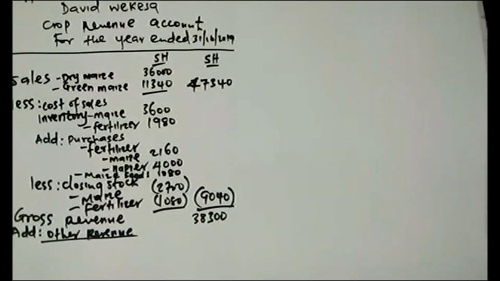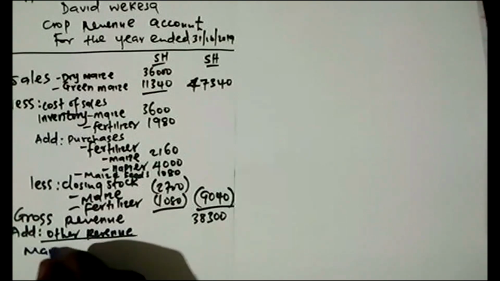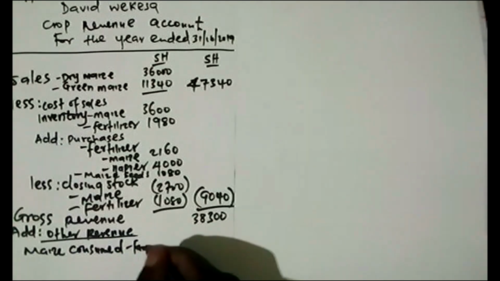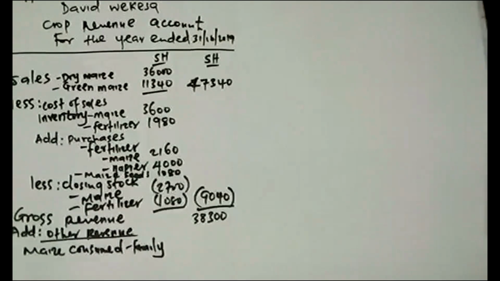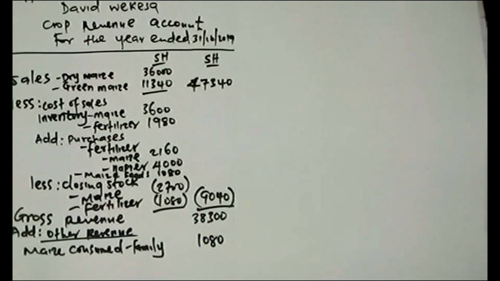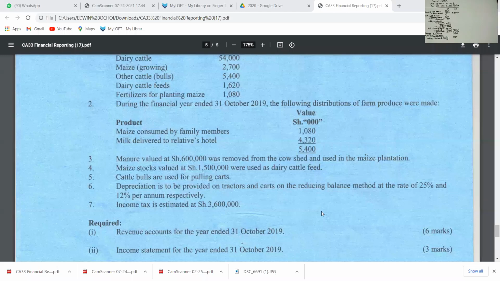So the first thing I have to record as revenue, I have said that it's all about maize consumed by family members. And this amount again would be treated as drawings. So it was 1080. So other than the maize which was consumed, there is another inter-economic activity whereby some maize stocks are transferred or taken to feed livestock.